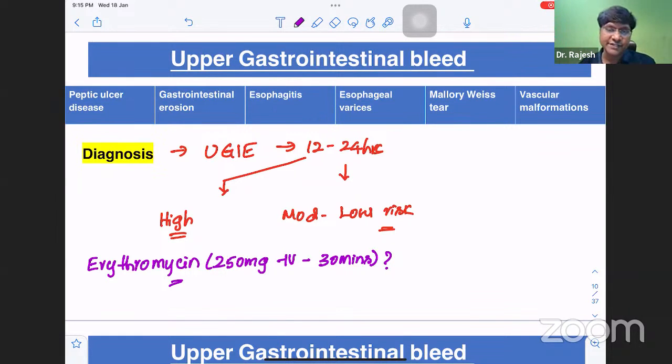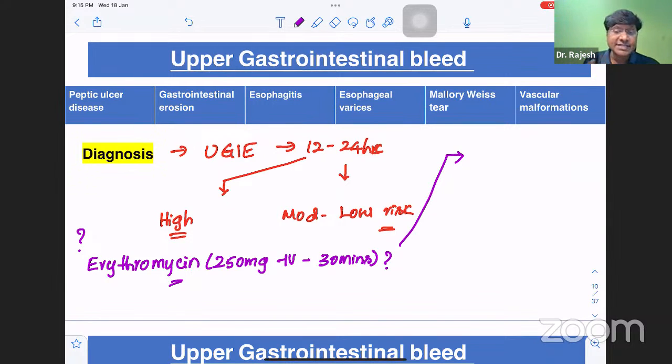Right, this is a very important question, a very, very important question in your upcoming NEET PG exam or FMG exam. Yes, who will tell me why I should give erythromycin 30 minutes prior to the upper GI endoscopy? Right, that is because, yes, any one of you, please.